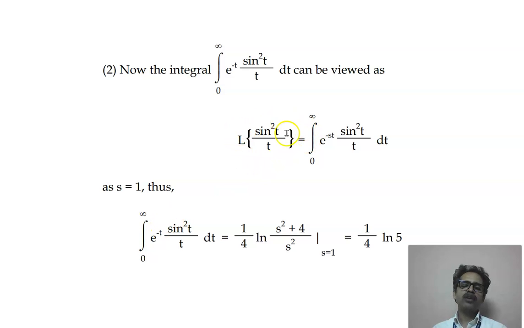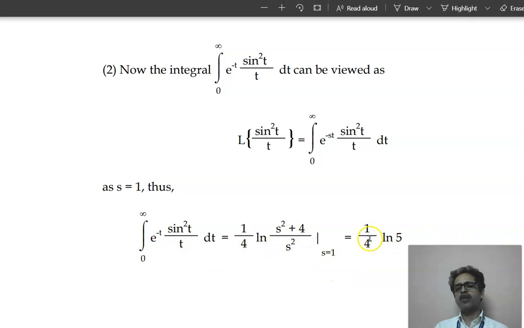So when you put s equal to 1, you will find this. And here actually s is not available directly, but the value of this quantity we already obtained a few minutes back. We obtained Laplace of sine square t upon t. So write that, and there you put s as 1. So when you put s as 1, you will find the answer of this integral as 1 upon 4 ln of 5.